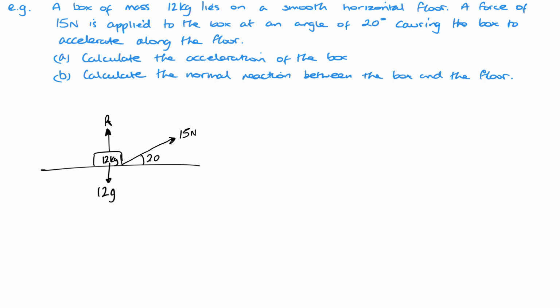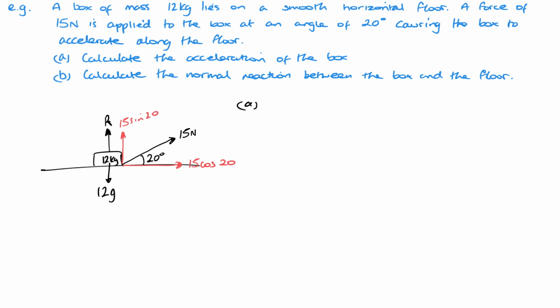Now, it probably should have said "to the horizontal" in this question, but anyway. This causes the box to accelerate along the floor. So the first thing we want to do is find the acceleration of the box. To find it, I need to split this up into its vertical and horizontal components. The horizontal one is 15 cos 20, as that is the angle we know, and the vertical one is 15 sin 20.